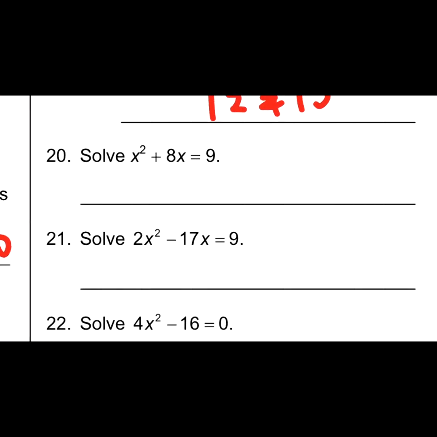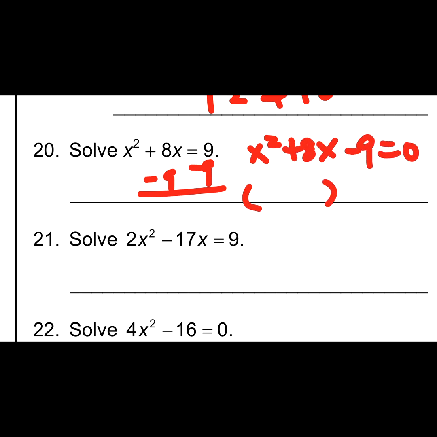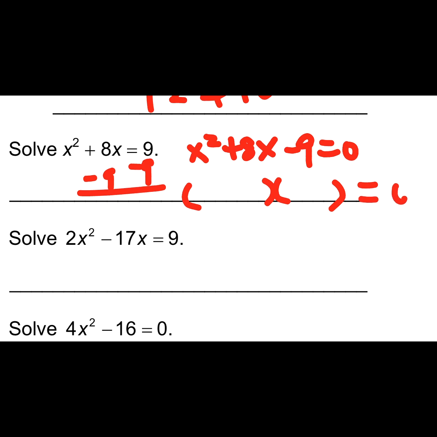Number 20, solving. We're going to have to move the 9 over to the other side first. So we got x squared plus 8x minus 9 equal to 0. So let's factor this. We're going to have x and x. The signs are different. Two numbers that multiply to get 9, and the difference is 8, are 9 and 1. So solving it, we have x equals negative 9 and 1.